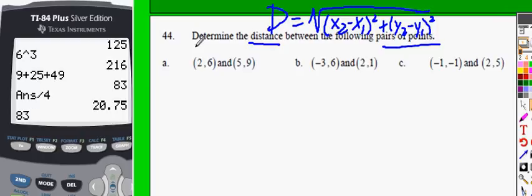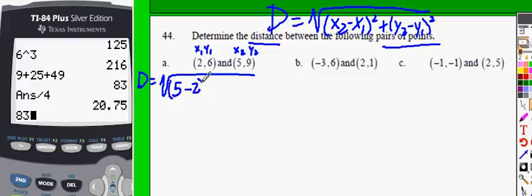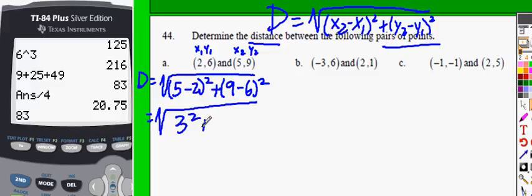So here, I'm going to call this x1, y1, and this one x2, y2. And so when I find my distance, I'm going to know what order to plug them in. So we've got x2, which is 5, minus x1, which is 2, squared, plus y2, which is 9, minus y1, which is 6, squared. And 5 minus 2 is 3 squared, plus 9 minus 6 is 3 squared. This is going to be the square root of 9 plus 9, or I'll just skip a step, that's 18.